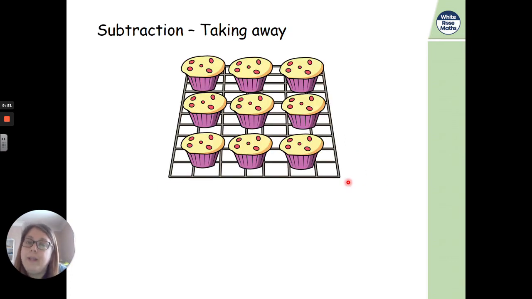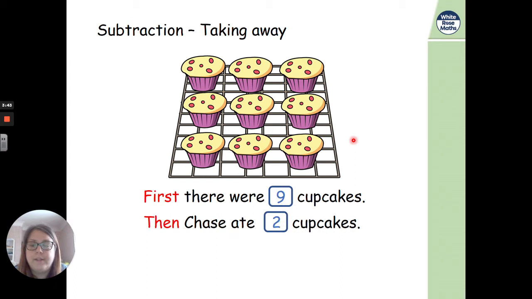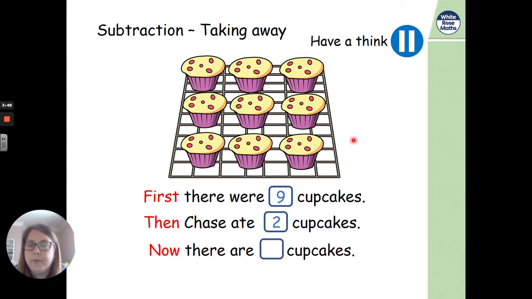So how many cupcakes have we got this time? Count together. 1, 2, 3, 4, 5, 6, 7, 8, 9. 9 cupcakes. Then Chase ate 2 cupcakes. How many cupcakes are left now? 1, 2, 3, 4, 5, 6, 7. There are 7 cupcakes left. So can you see we've crossed 2 out because it said he ate 2. So 9 take away 2 equals 7.